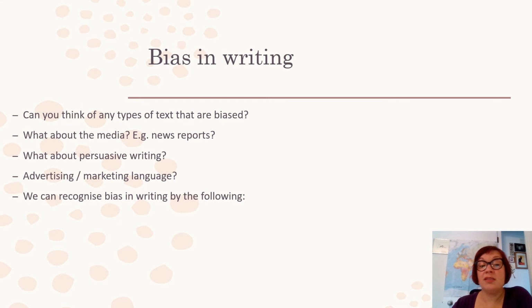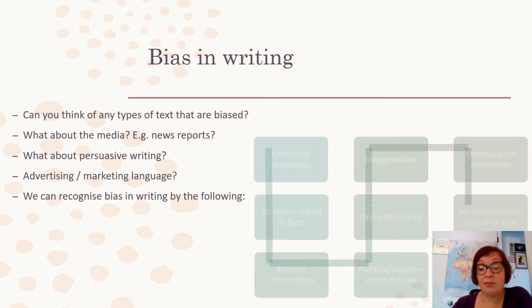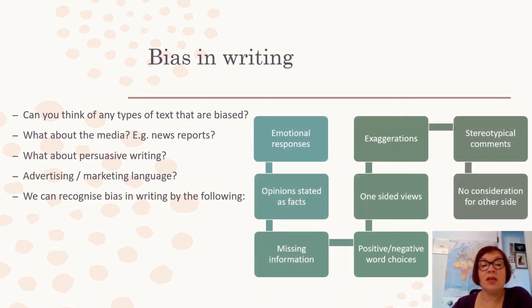Now we can recognize bias in writing by the following: emotional responses, opinions stated as facts, missing information, exaggerations, one-sided views, positive or negative word choices, stereotypical comments, and no consideration for the other side.